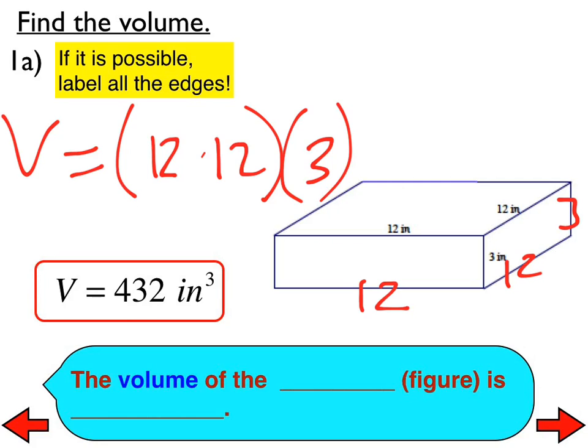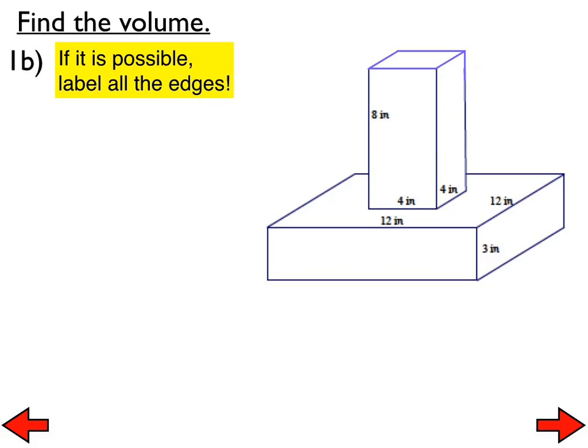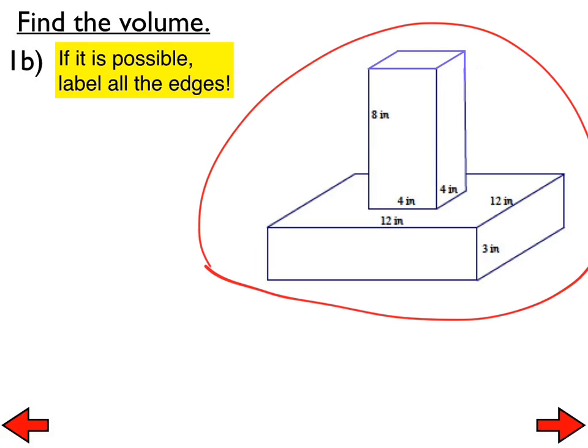Well, now let's go to number 1, part B. Part B, I'm putting another prism on top of that. So how would I find the volume of that entire shape right there? You would find the volume of each shape and then add them. Yeah, just like we did with composite two-dimensional shapes.